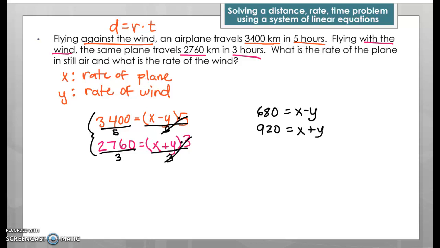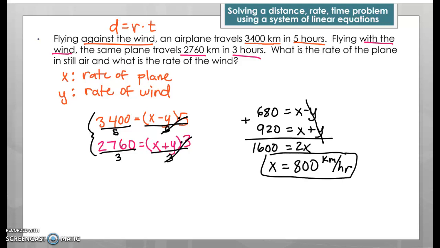Now, just like when we were solving systems of equations with addition, if I add these 2 equations, negative y plus y goes to 0. Right? So that's 0. So I end up getting 680 plus 920 is 1,600 equals x plus x, which is 2 x's. Now I divide by 2 and I get the rate of the plane, or x, is equal to 800 kilometers per hour. And make sure you understand that x, we labeled it in the beginning, is the rate of the plane.